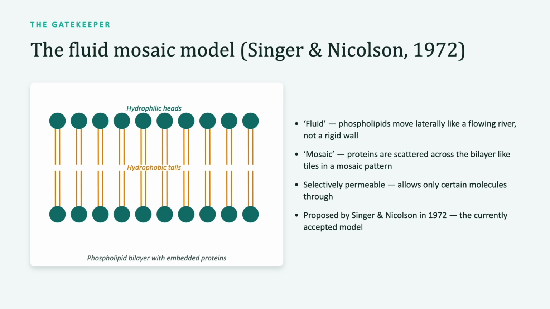And the most important property, the membrane is selectively permeable. It does not let everything through. It picks and chooses which molecules can pass. That is why this chapter exists. The membrane is the cell's security gate.